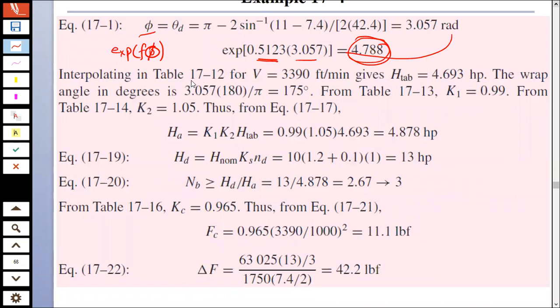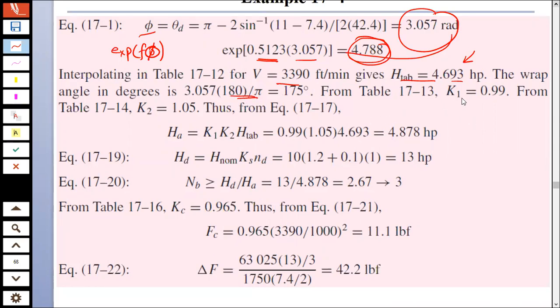Interpolating in table 17-12, V is this, so you find your H tab. Theek hai ji, H tab, this is the tabulated horsepower which is 4.693 that the belt can transmit, looking at the speed too. The angle of wrap in degrees, you just convert this into degrees. Theek hai ji, 180 by pi se aap multiply karenge.